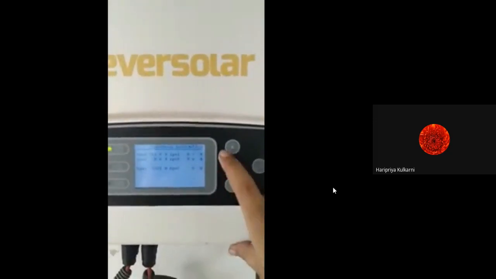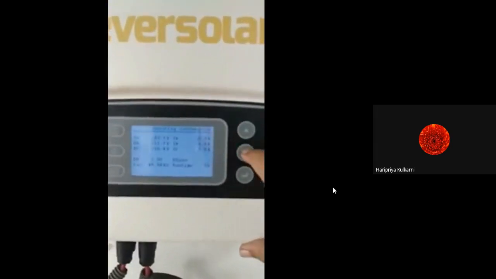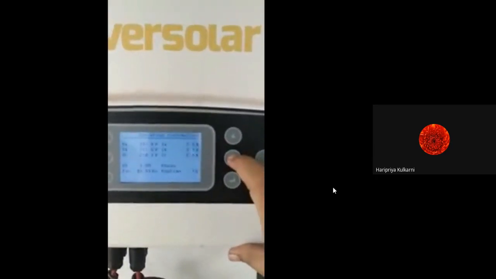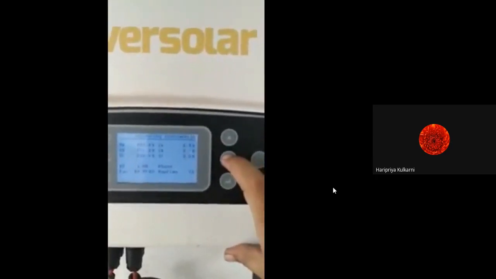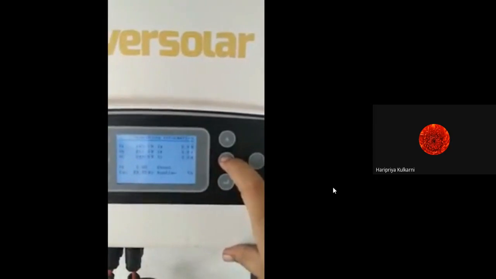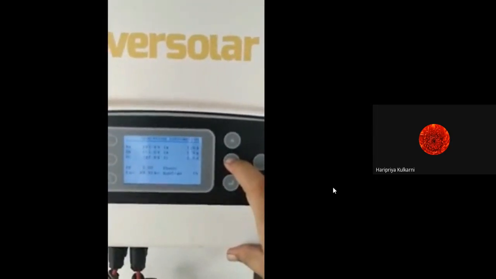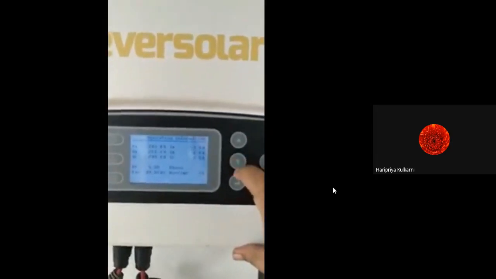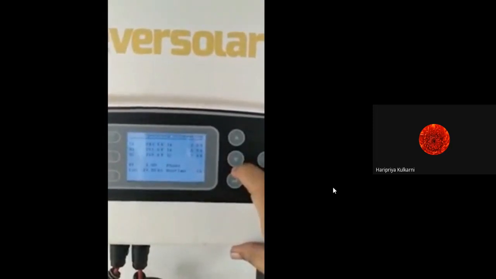So these are the per phase voltages and currents you can see here. No need to write all this, only the energy generated and all you can write down. So these are the voltage and currents in each phase. Okay. So around 2 ampere current we are getting with 240 volt after the inverter. Power factor is unity and frequency is 49.96, so around 50 hertz.